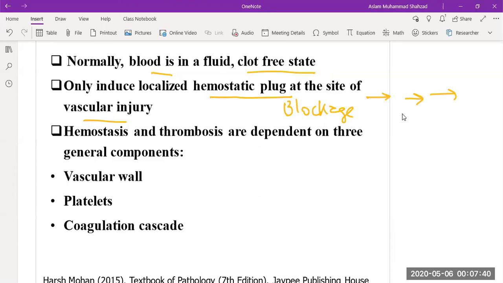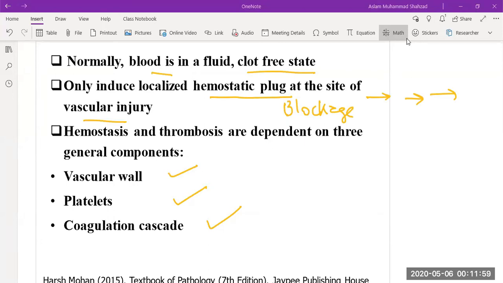And what happened is that they mentioned that hemostasis and thrombosis depend on three general components. One is the vascular wall, number two is platelets, and number three is the coagulation cascade. So if we take a look at the general components, number one is the vascular wall. So we must know that thrombosis formation occurs either in arteries or in vein. So when the vascular wall gets damaged, then we need to see where this thrombosis occurs. So it depends upon the location of the vascular wall, either in arteries or in the vein.